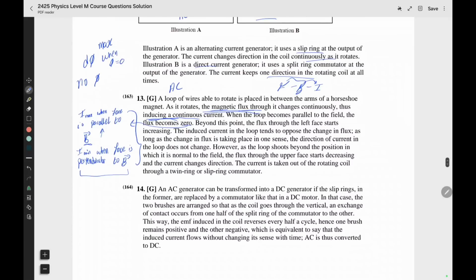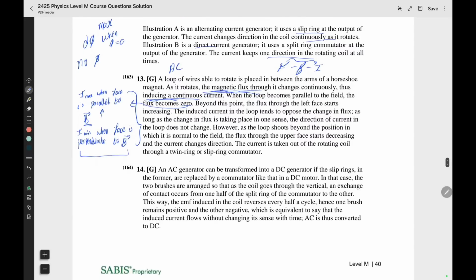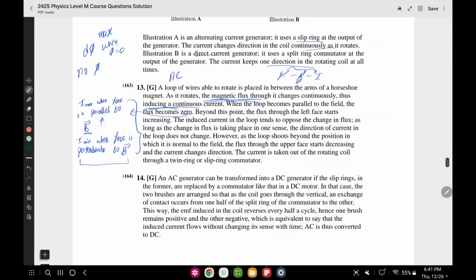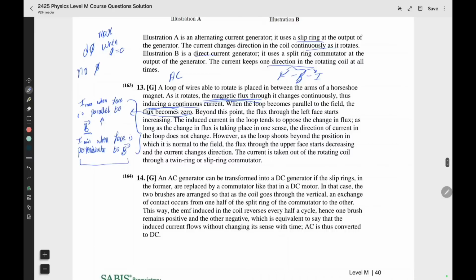So rotation causes change in magnetic flux, causes induced current. Induced current is maximum when the face is parallel to the magnetic field, minimum when the face is perpendicular to the magnetic field. And then remember, it changes direction every half rotation when the face is perpendicular.